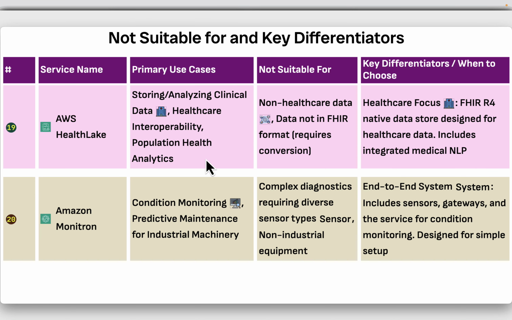Next service, Amazon Monitron. Primary use cases are condition monitoring and predictive maintenance for industrial machinery. It is not suitable for complex diagnostics requiring diverse sensor types, or for non-industrial equipment. And key differentiators and when to choose: it is an end-to-end system, so it includes sensors, gateways, and the service for condition monitoring, and is designed for simple setup.